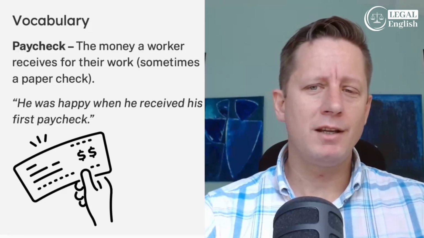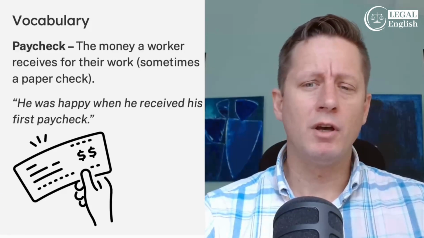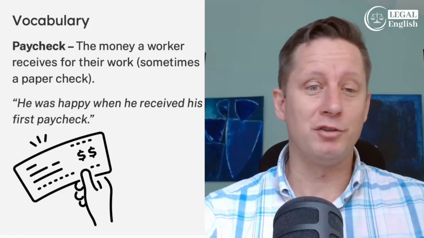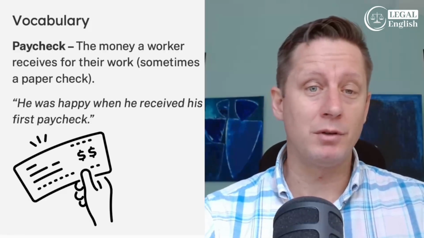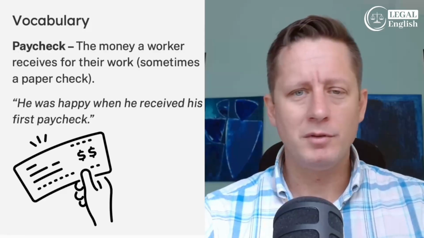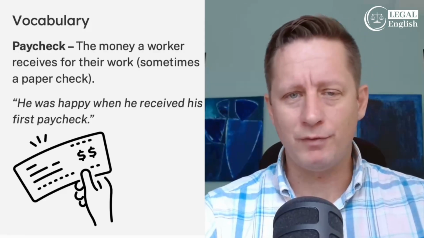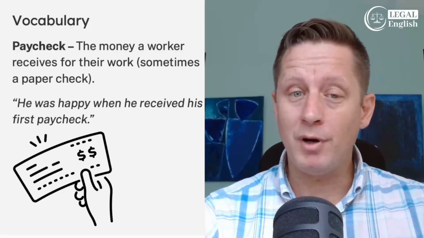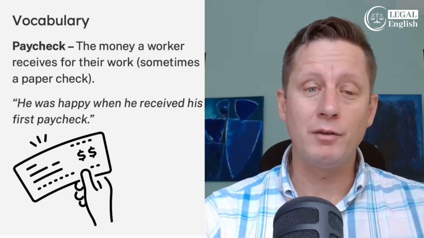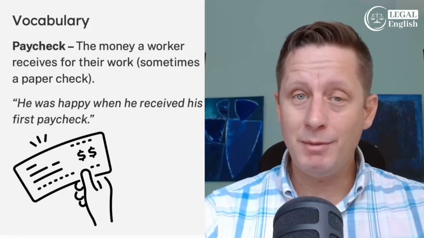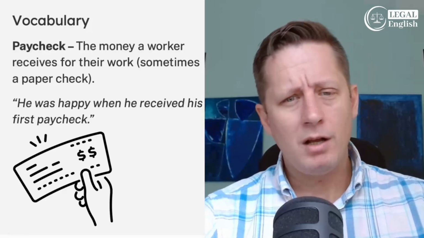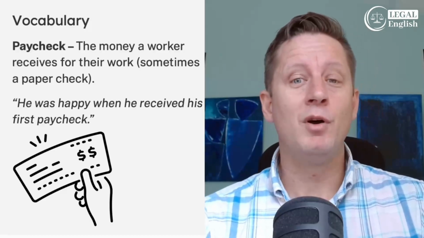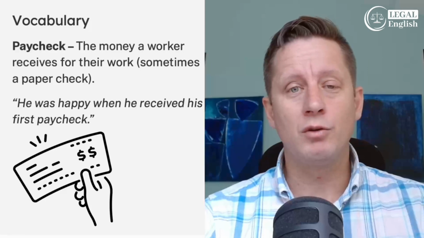A paycheck is the money a worker receives for doing their job. It can be a paper check or a direct deposit into a bank account or cash. For example, he was happy when he received his first paycheck. Imagine an office worker opens her bank app on Friday and sees her salary is there. That payment is her paycheck. Lawyers sometimes review paychecks to check if overtime or holiday pay is included correctly.